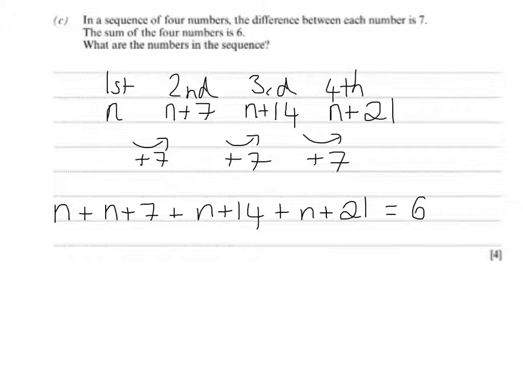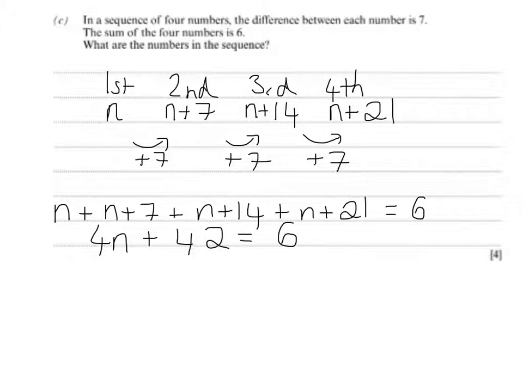So now I need to simplify. So I need to collect the terms. So altogether there I've got 4n. So I've collected the n's. Then I need to collect the numbers. So I'm going to have 7 plus 14 plus 21. So plus 42. So all I've done is simplify the left hand side. That would give me 6.